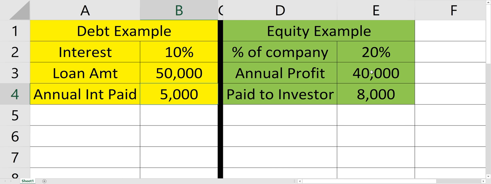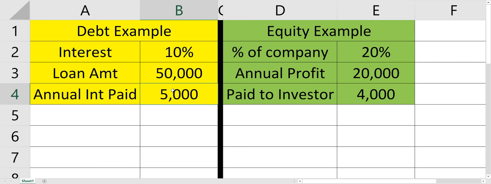But what if my profits were $20,000, which is possible? Then I would pay the investor $4,000 for their share of the business. So in this example, equity is cheaper, and I should take on the equity. I should sell part of my business because I would save $1,000, because if I did the loan, I would have to pay $5,000.